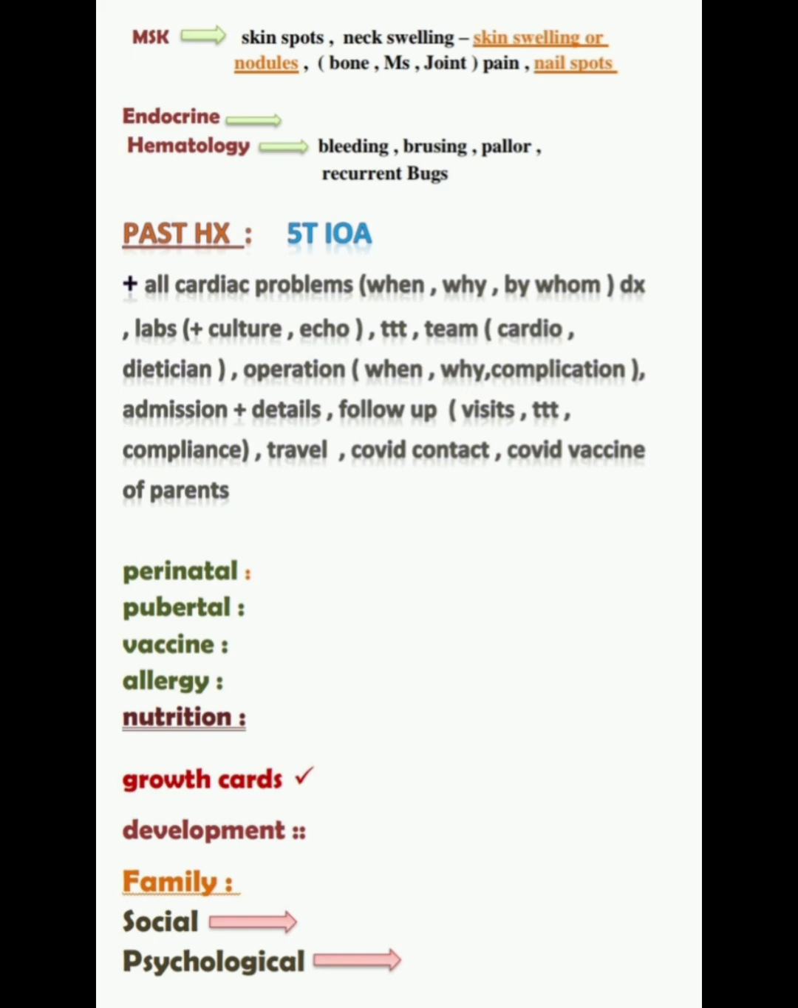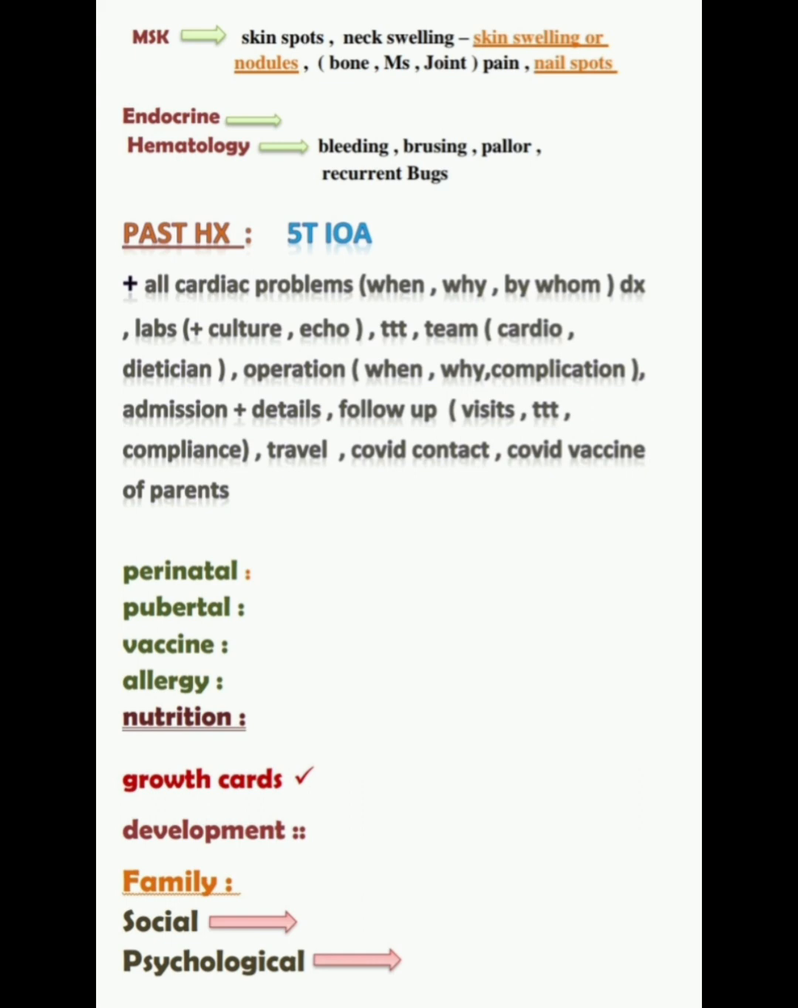Plus all cardiac problems. If he tells that he has any cardiac problem from birth or anything, then when it was developed, why, by whom, doctor, diagnosis, what labs, blood culture, echo finding, treatment, which team involved, like cardio and dietitian involved or not, because we know that when dietitian is involved, small for age, they don't develop normally. Then any operation done previously, when, why, complications. I already mentioned the dental extraction, any small wound, anything previously. Admission plus details, follow-up, visits, treatment compliance, travel, COVID contact, COVID vaccine of parents.